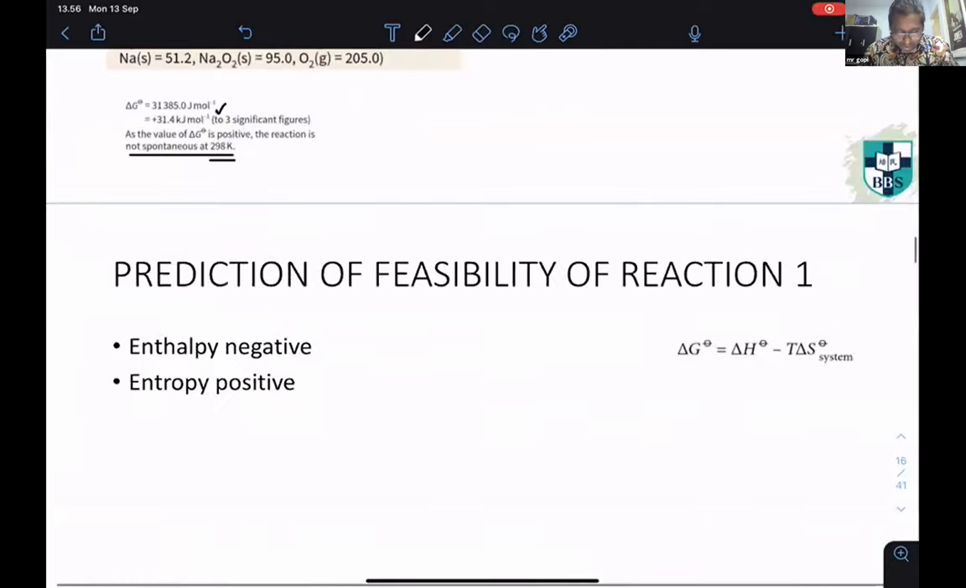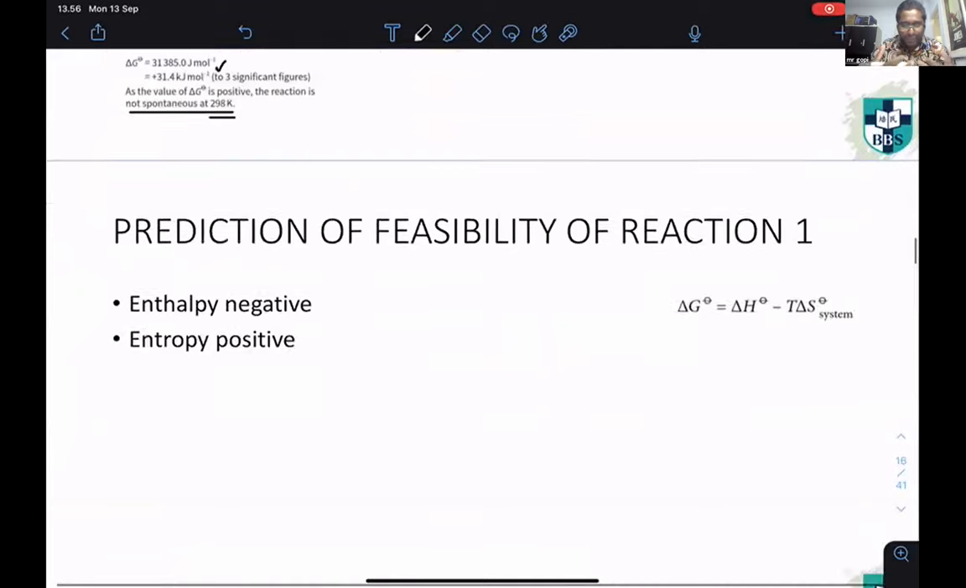Now, the next part is prediction of feasibility of reaction, whether the reaction is going to be spontaneous or not. Because most of the time, just now, all the reactions I calculated. But what if I can predict without calculating first? Can you predict without calculating? This is the part that we need to master. Now, for the prediction, let's say we have different conditions.